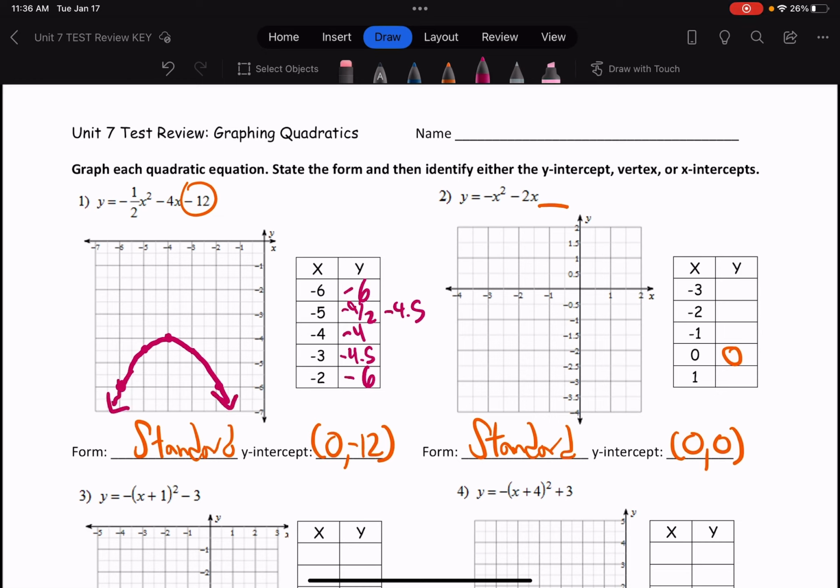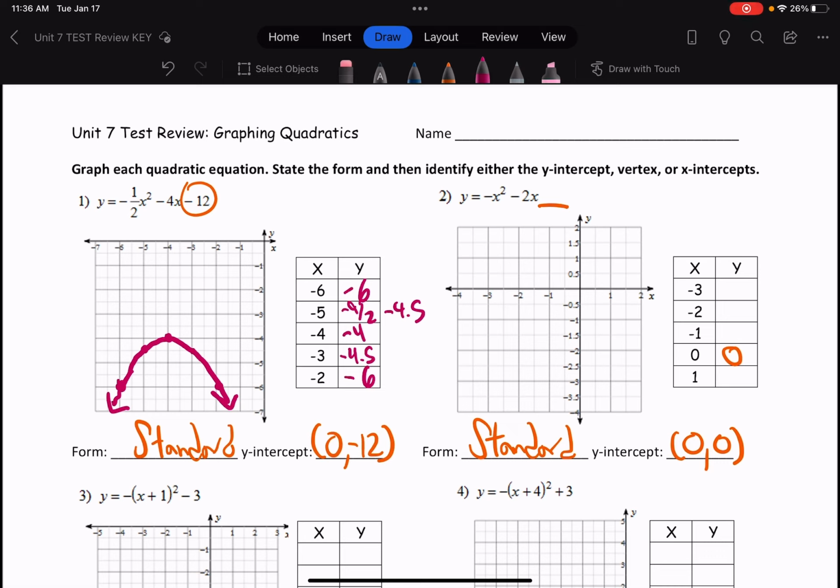For number 2, I had y equals negative x squared minus 2x. So I'm going to enter that function into my calculator. I've got negative x squared. So make sure we're hitting the negative button and not the minus button there. Then we can do minus 2x. And now we're starting at negative 3.